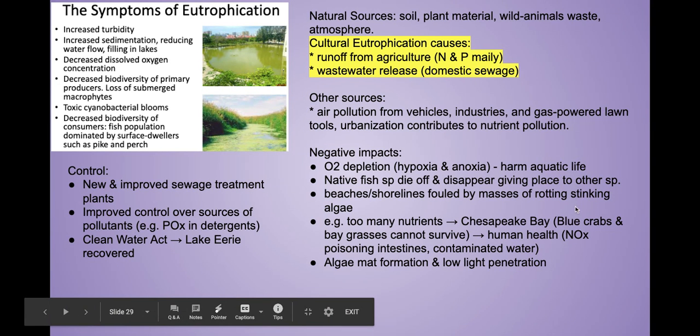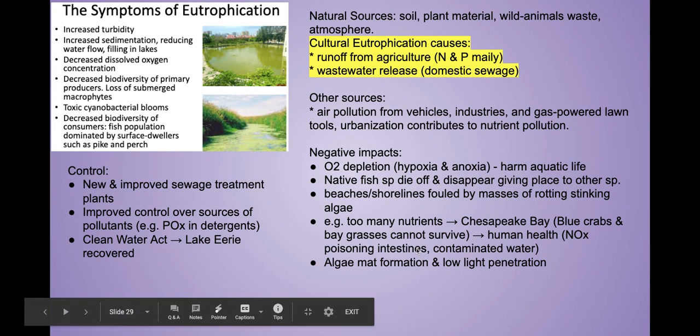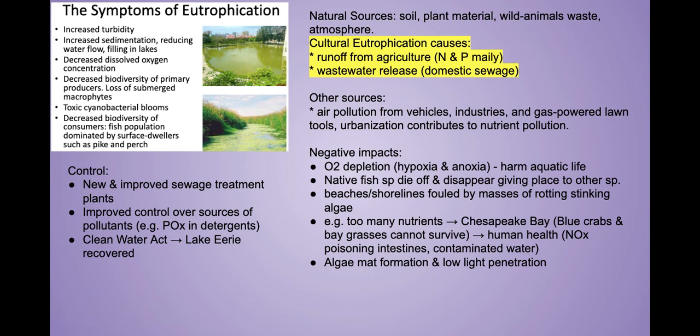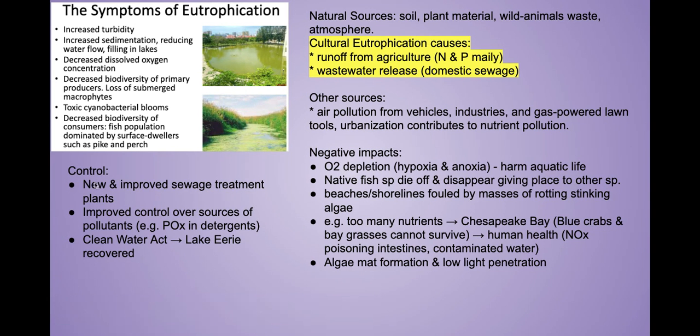Like the Chesapeake Bay, right? We had that in one of the case studies. What happened was the blue crabs and the bay grasses couldn't survive in there because of eutrophication. And those nutrients allow other organisms to live, which would affect human health as well because of nitrates that poison the intestines and contaminated water from those locations. Again, we also know that there is algae mat formation and a decreased level of light that can penetrate.